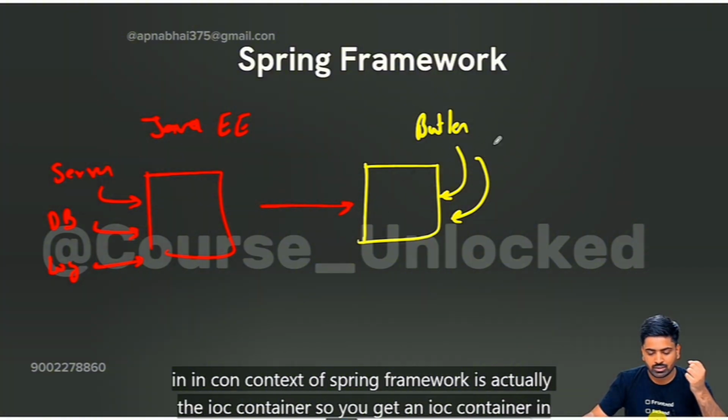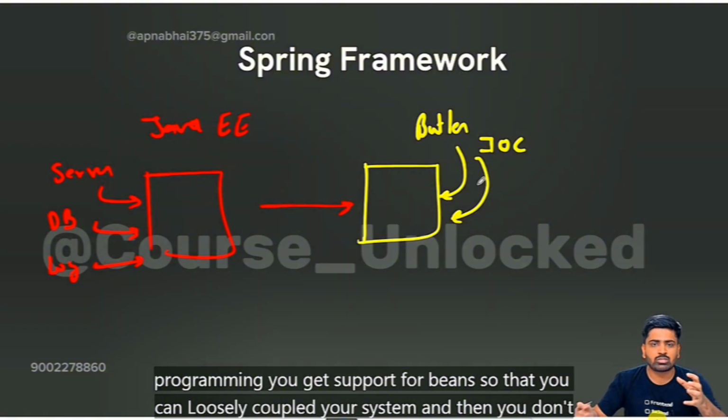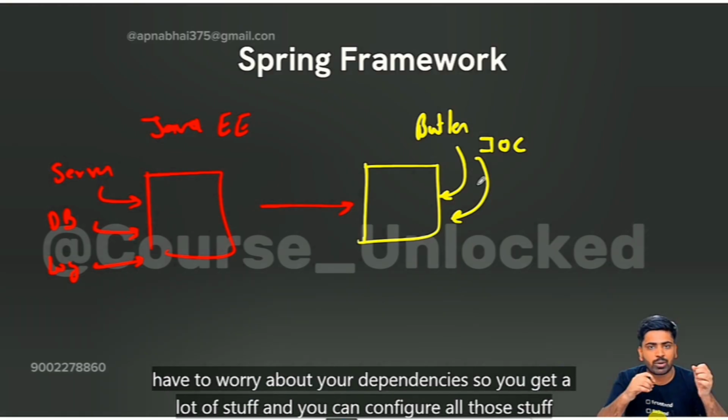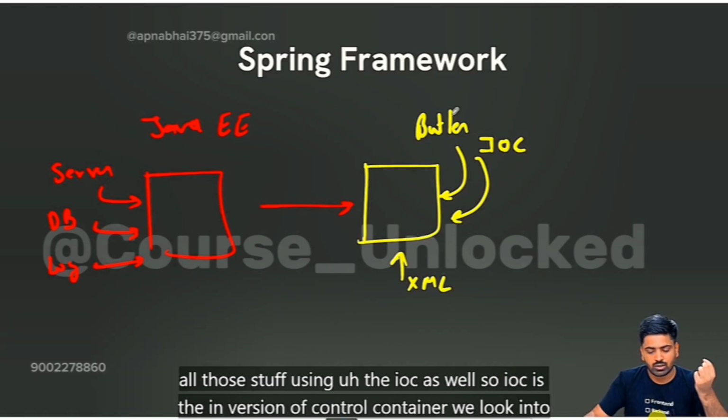That butler in context of Spring Framework is actually the IOC container. So you get an IOC container in Spring Framework, and with the help of this, you get dependency injection, you get aspect-oriented programming, you get support for beans so that you can loosely couple your system and then you don't have to worry about your dependencies. So you get a lot of stuff, and you can configure all those with the help of XML files, right? But still, developers were taking a lot of time to configure all those using the IOC as well.